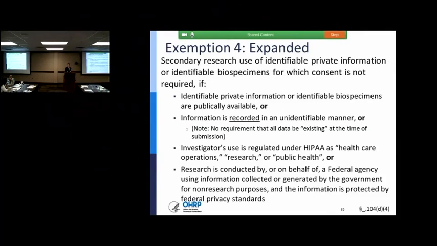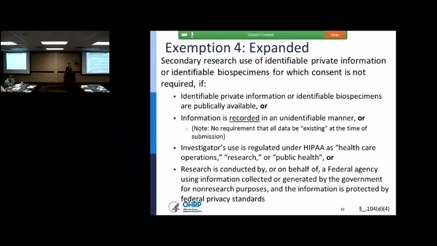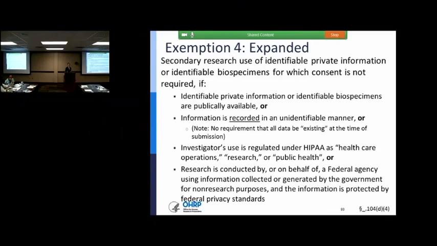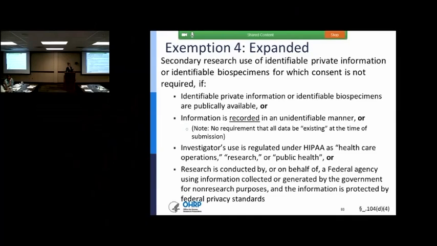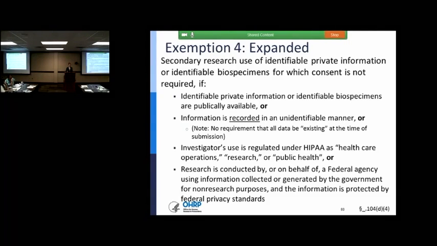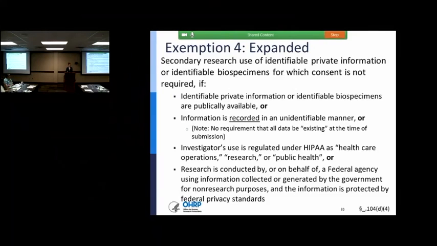The investigator's use is regulated under HIPAA, or research is conducted on behalf of a federal agency using information collected or generated by the government for non-research purposes. Okay, so Ivor has gone through exemptions 4, 7, and 8 pretty thoroughly because these are the ones that pertain to secondary research. So I think I will go ahead and move on to some of the quiz questions that we have for these, unless you have additional questions.